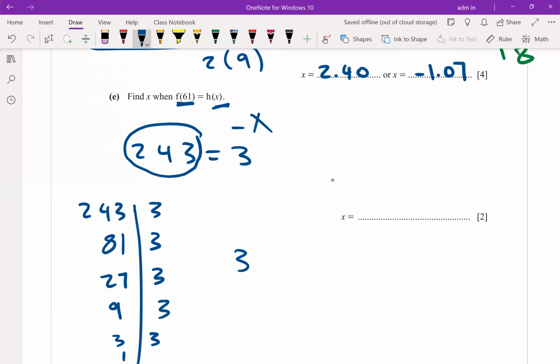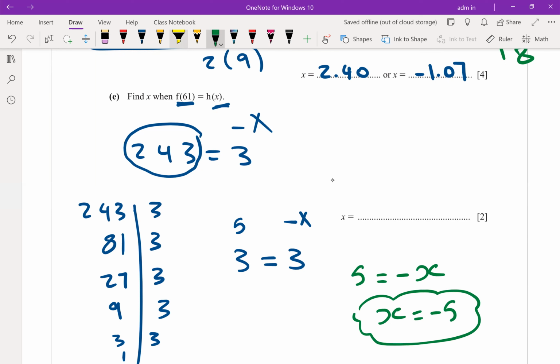243 is 3 to the power of 5, equal to 3 to the power of minus x. Base equals base, 3 equals 3, power equals power, 5 equals minus x. So x equals what? Negative 5. Repeat it again. Write it in index form, base and power. If base equals base, power equals power. The left hand side, its base is 3. You can write 243 as base 3 to the power of 5. Clear?